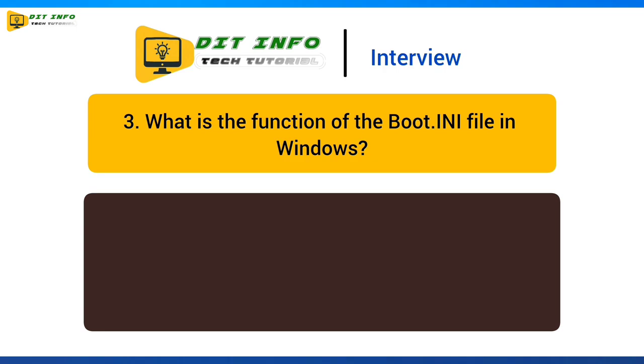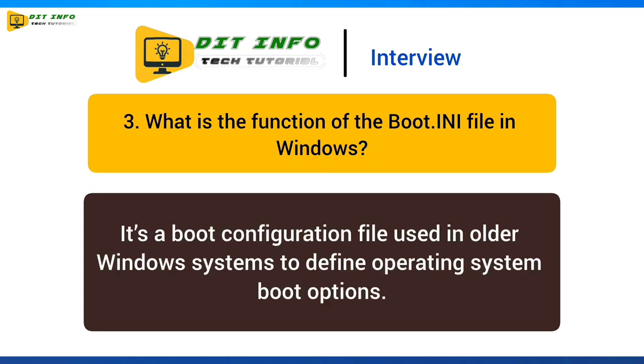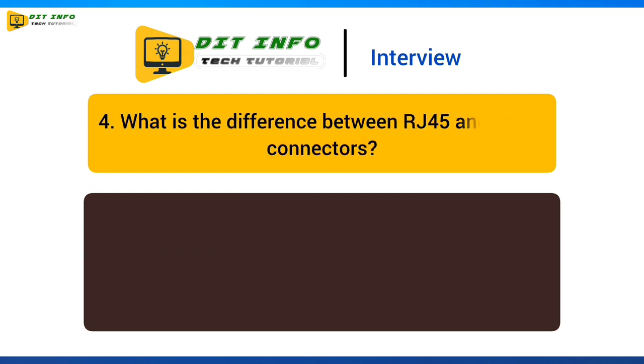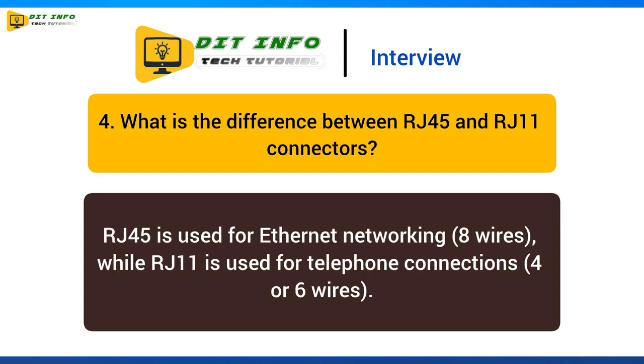3. What is the function of the boot.ini file in Windows? It's a boot configuration file used in older Windows systems to define operating system boot options. 4. What is the difference between RJ45 and RJ11 connectors? RJ45 is used for Ethernet networking, 8 wires, while RJ11 is used for telephone connections, 4 or 6 wires.